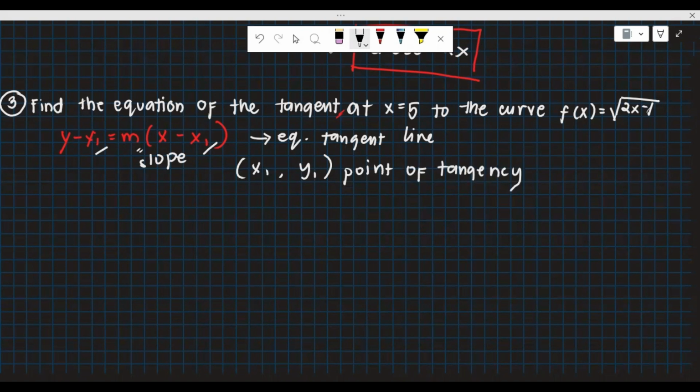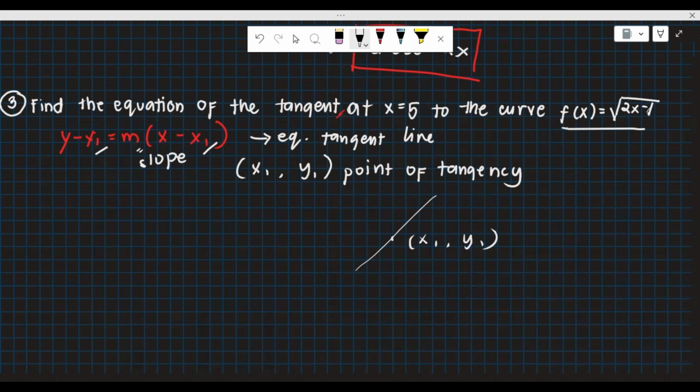And your curve is given with an equation of this one. So imagine that there is a curve, f of x is equal to square root of 2x minus 1. And meron siyang, may point sa curve na yon where a line is tangent to it. And that point is the x sub 1, y sub 1.